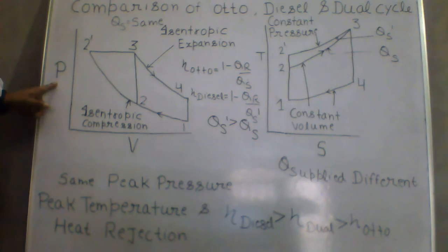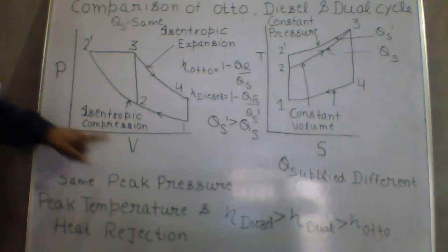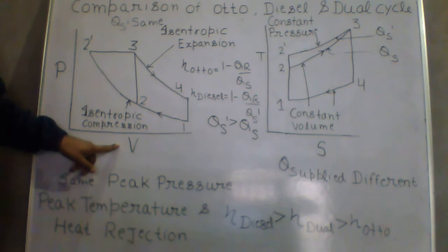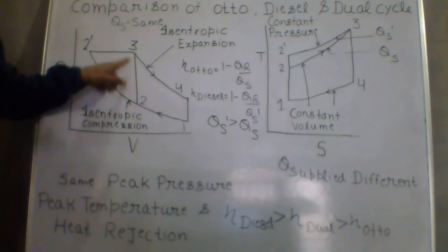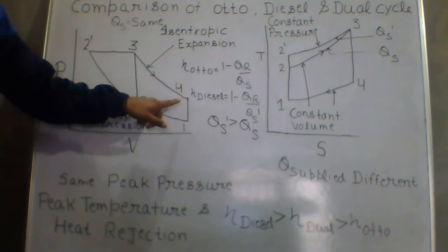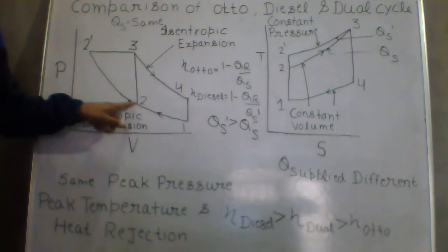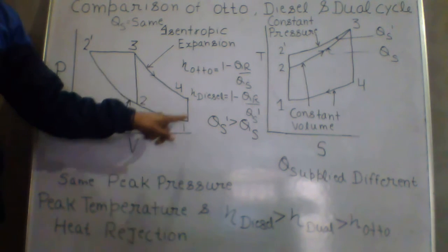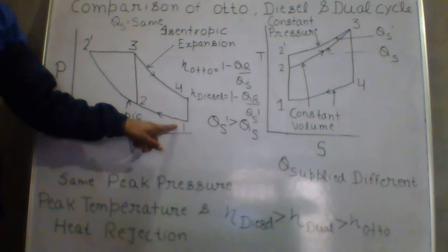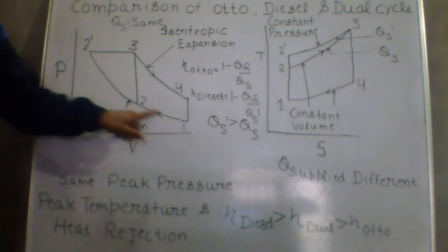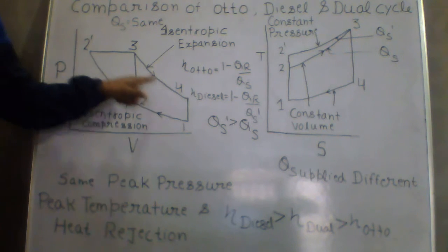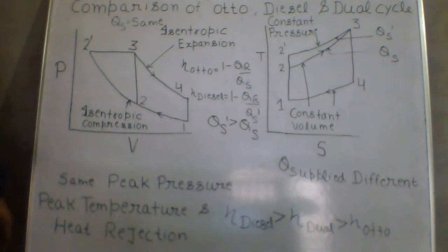First, we will go through the PV diagram. This is the pressure volume diagram for Otto cycle and diesel cycle. 1, 2, 3, 4 represents the Otto cycle. This is your Otto cycle here in the PV diagram. 1, 2 dash, 3, 4 is your diesel cycle here in the PV diagram.